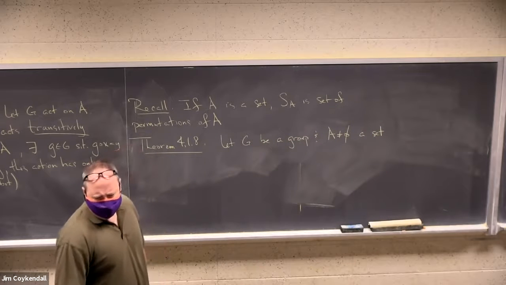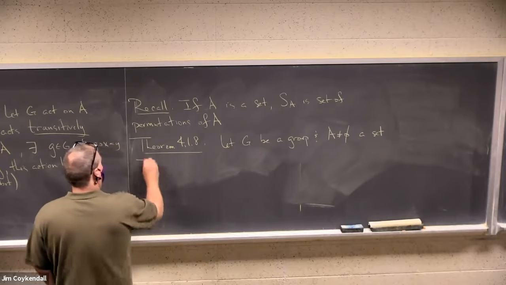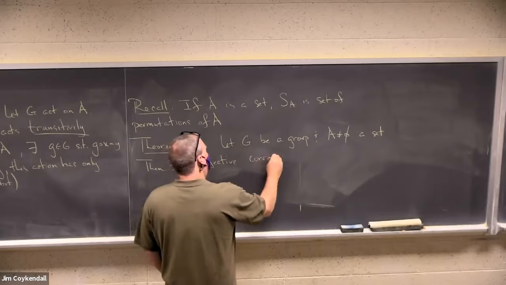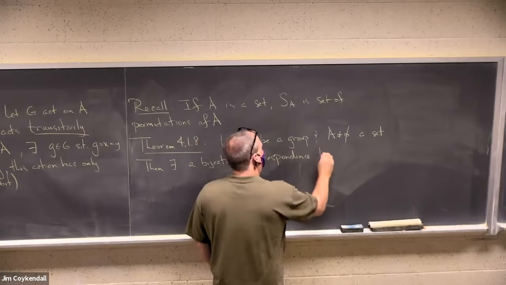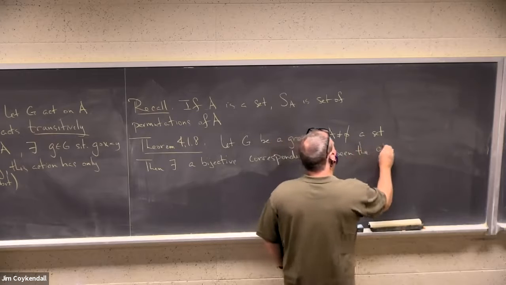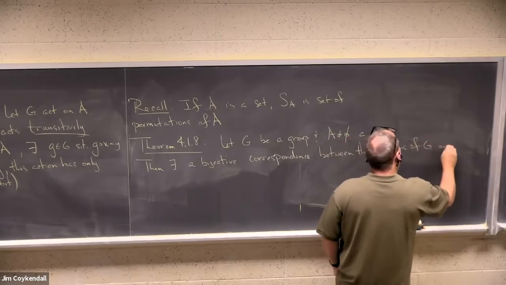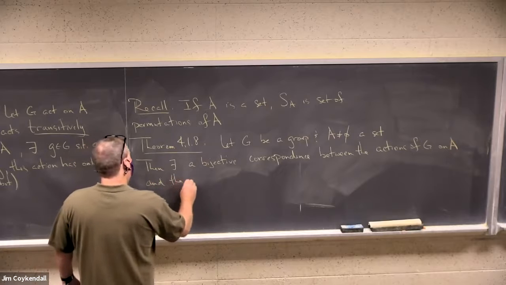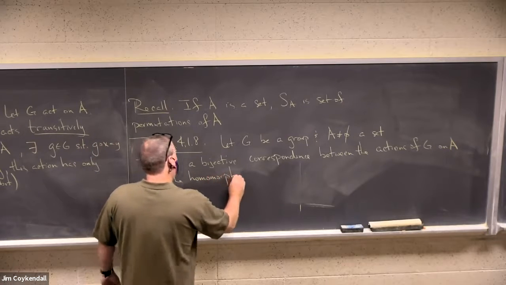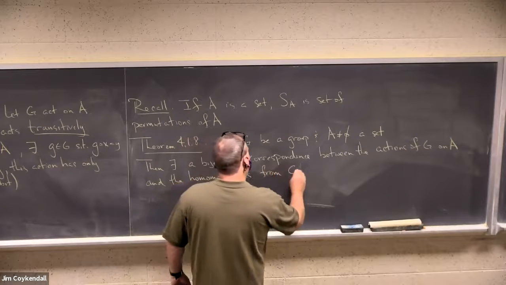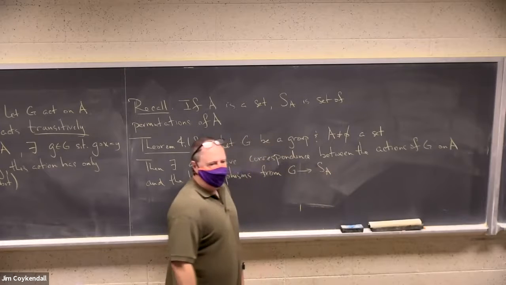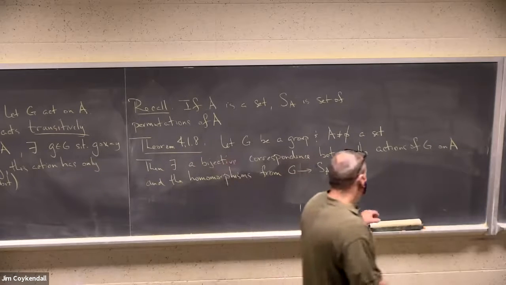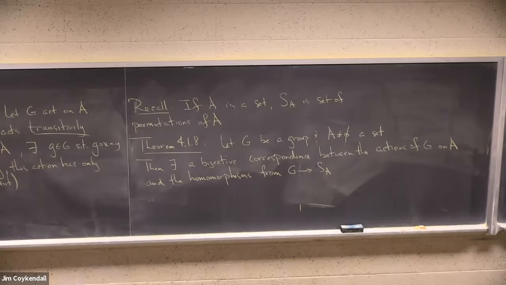Then there is a bijective correspondence between the actions of G on A, this is what we want to count, and the homomorphisms from G into the permutations of A. So here's what we have. And I'll write down how this correspondence works.